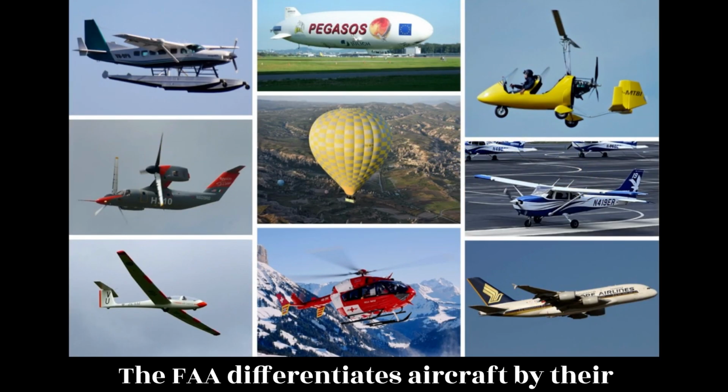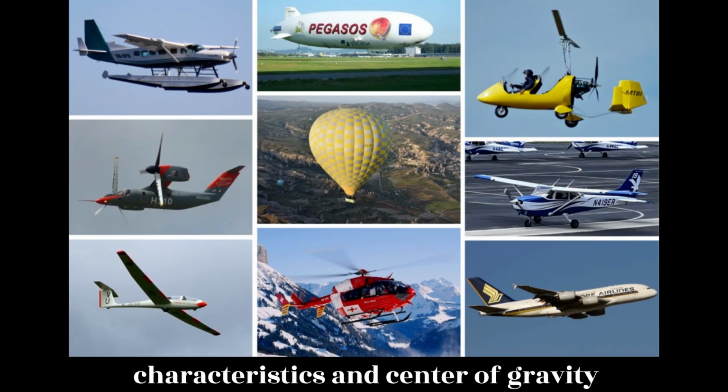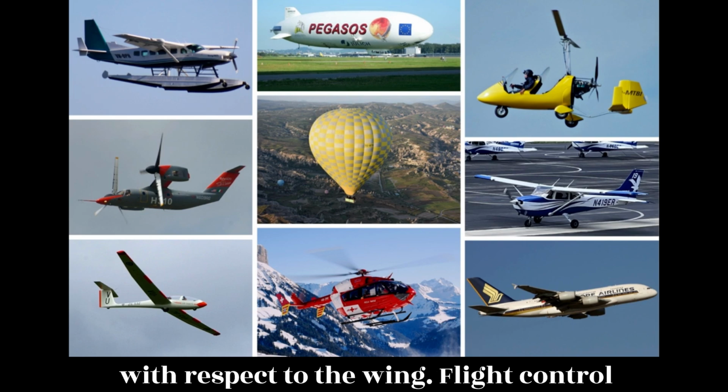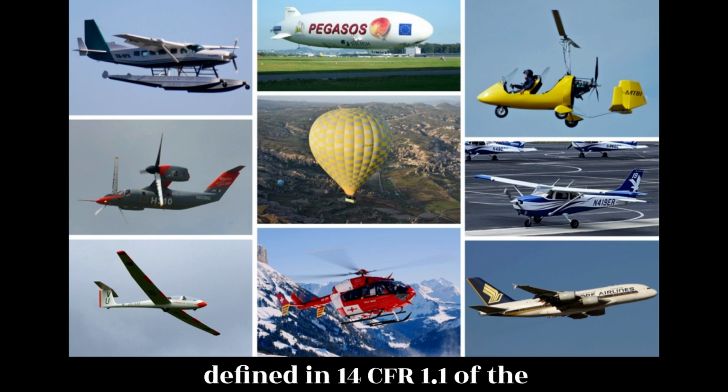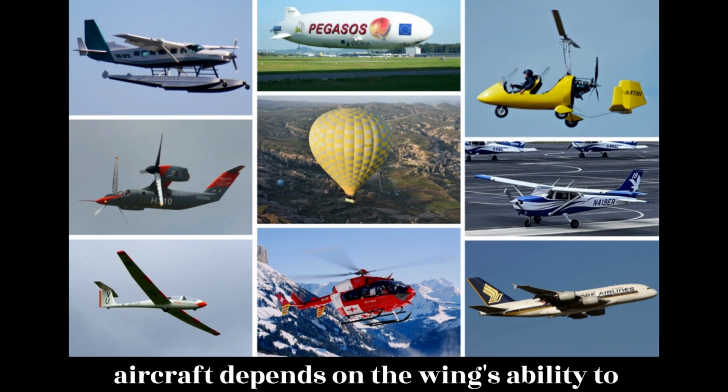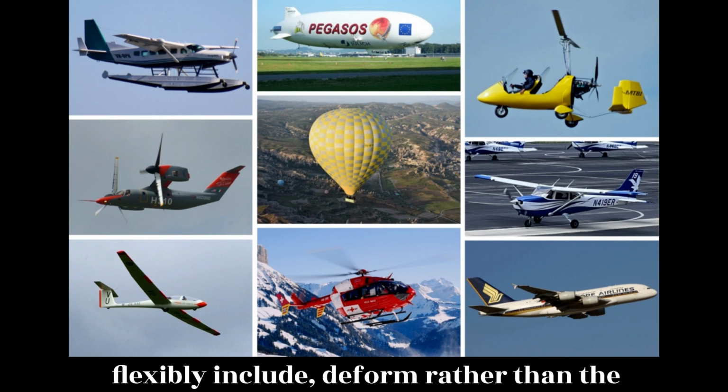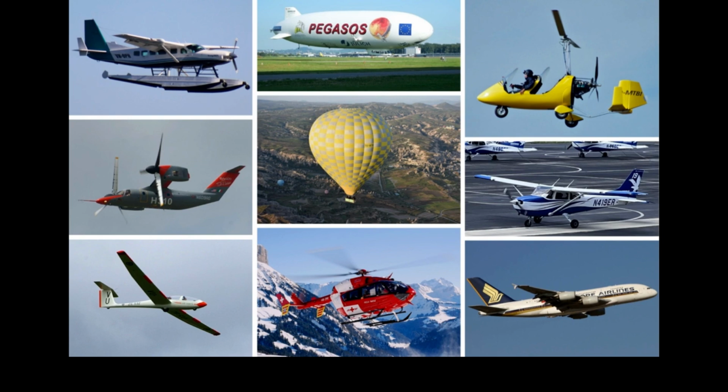The FAA differentiates aircraft by their characteristics and center of gravity with respect to the wing, flight control, and physical properties. Key groupings defined in 14 CFR 1.1 of the aircraft depend on the wing's ability to flexibly deform rather than the use of control surfaces.